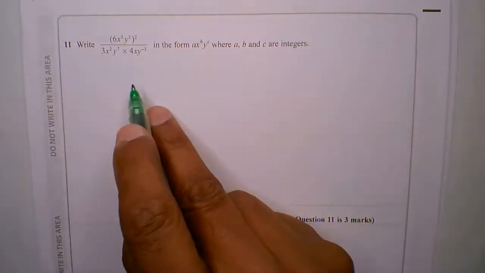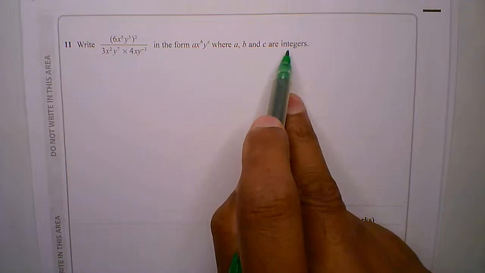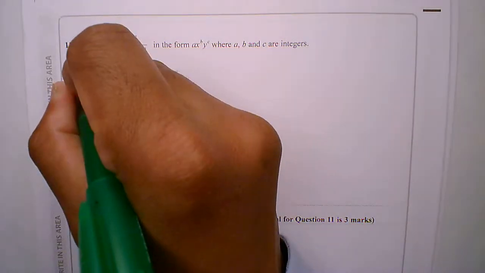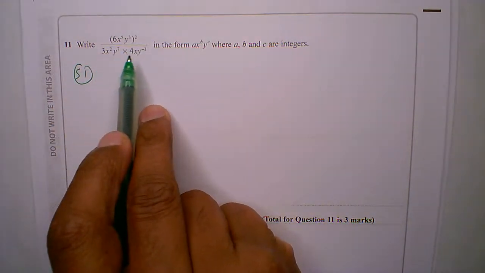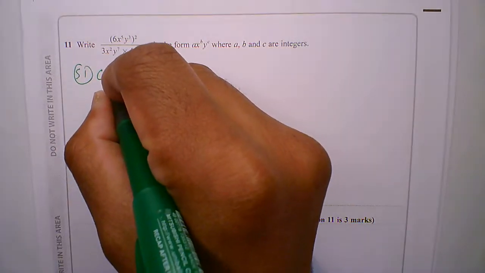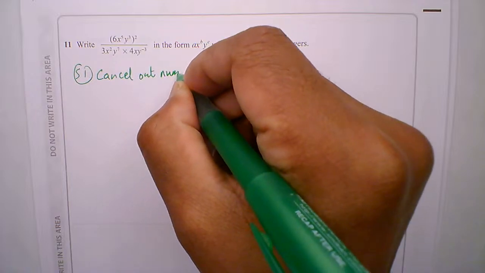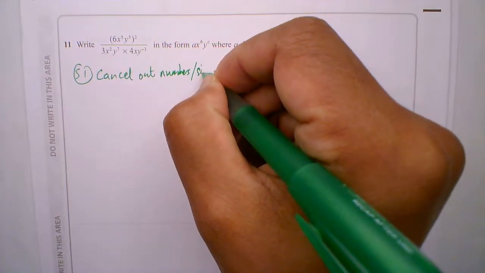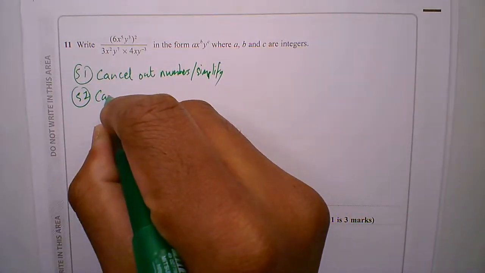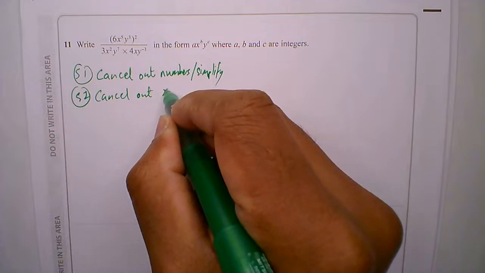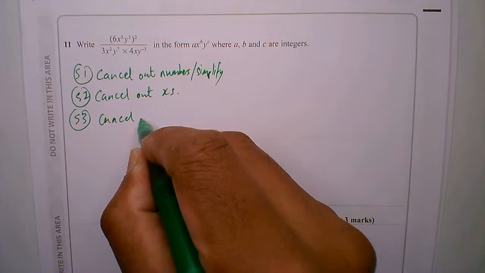So what are the steps? Write this in the form ax to the power b, y to the power c, where a, b, and c are integers. Step 1, I can actually work with numbers, x or y, it doesn't really matter. So I need to cancel out numbers, or simplify them. Step 2, I need to simplify or cancel out x's. And then the last step is the y's as well. Cancel out y's.